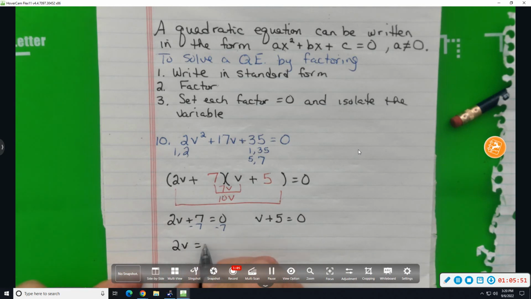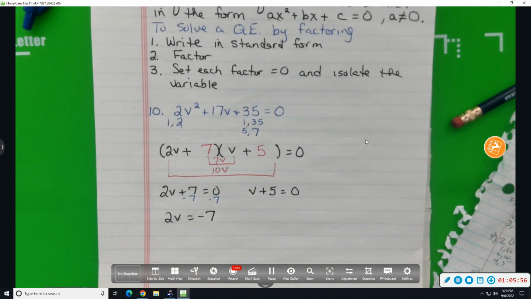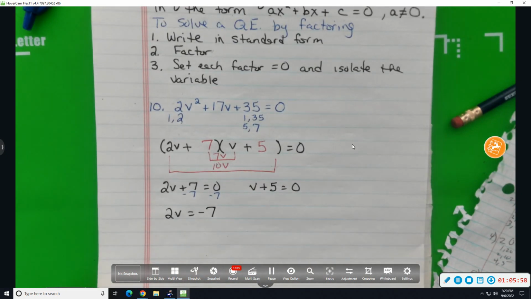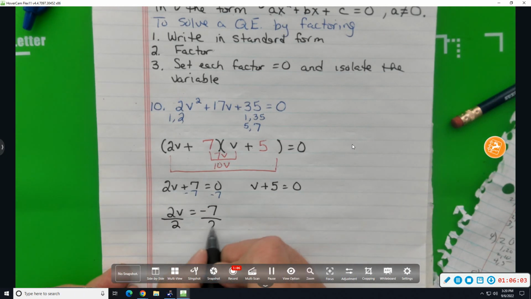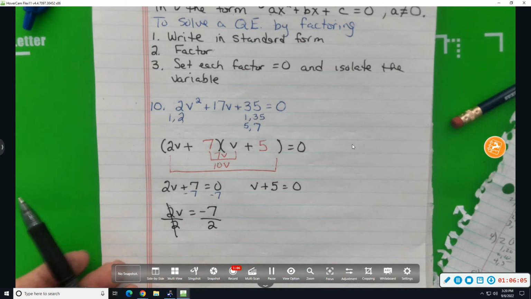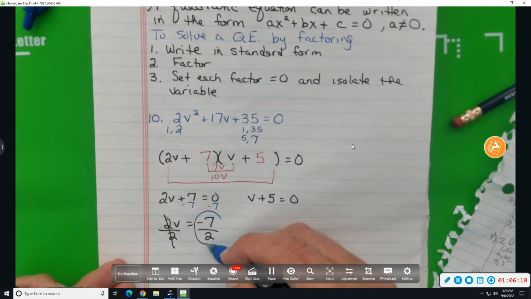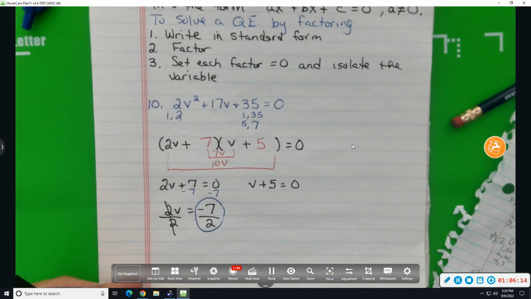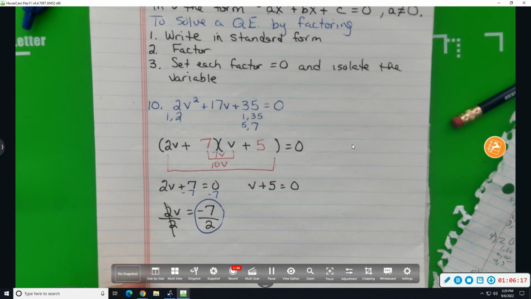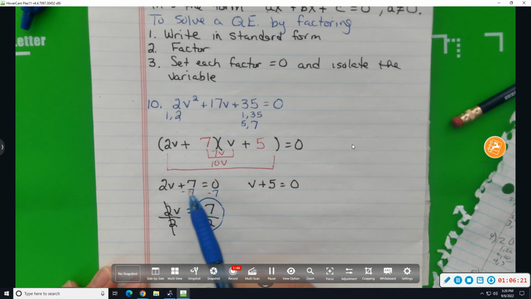so we have 2v equals negative 7. And now what are we going to do to get the v by itself? Divide by 2. So we have one answer, negative 7 over 2. Don't write that as a decimal or a mixed number. Algebra rarely uses mixed numbers. So what I just did there was the opposite operation beginning with addition and subtraction.